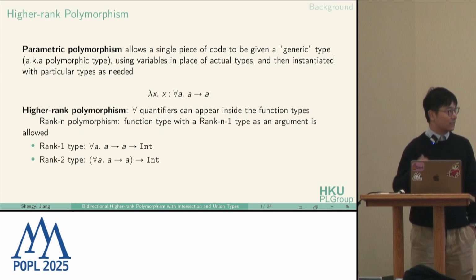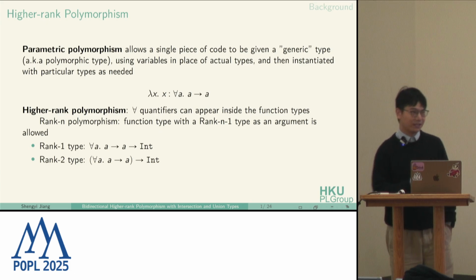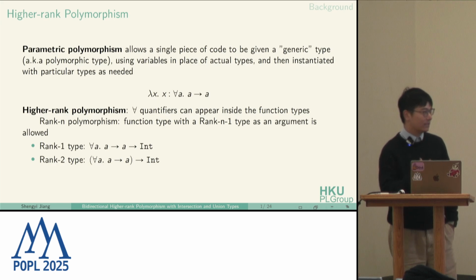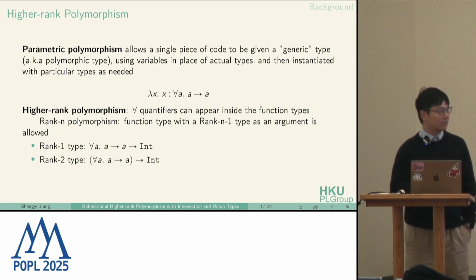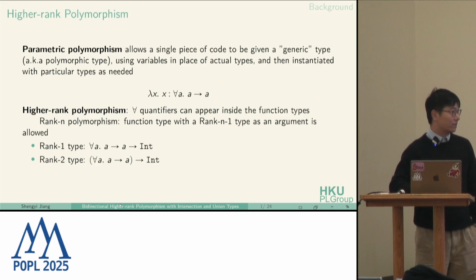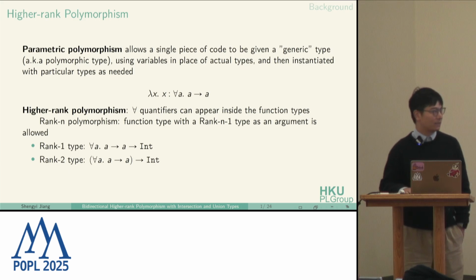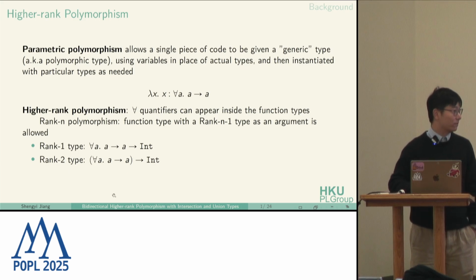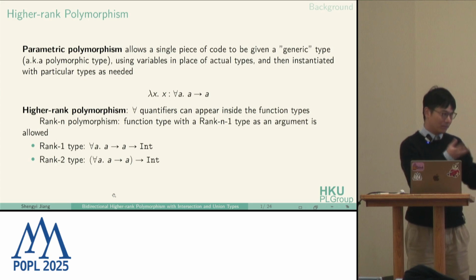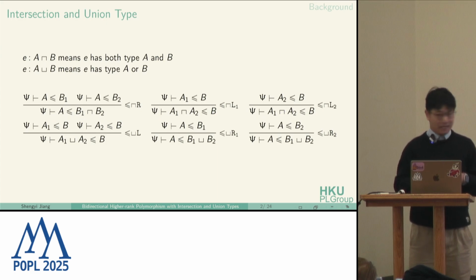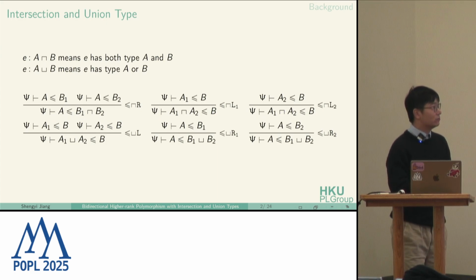So you want the quantifiers to really appear in arbitrary types. So we have this notion of higher rank polymorphism that allows the quantifiers to appear inside function types. And the rank n polymorphic type is the function type with a rank n minus 1 type as argument. And here are some examples of rank 1 and rank 2 types, and you can make arbitrary rank types just by nesting them inside. And the second notion is intersection union type.